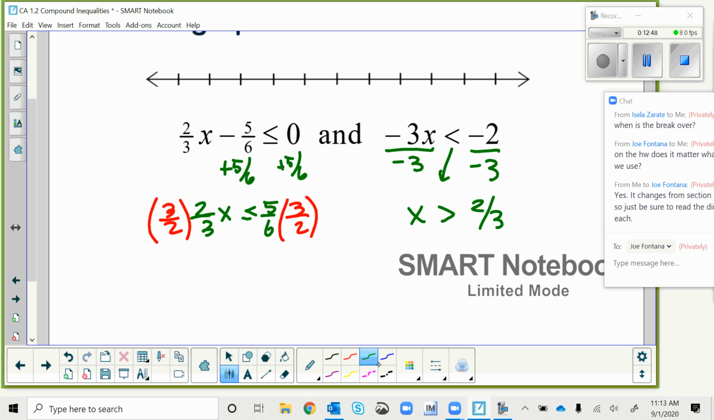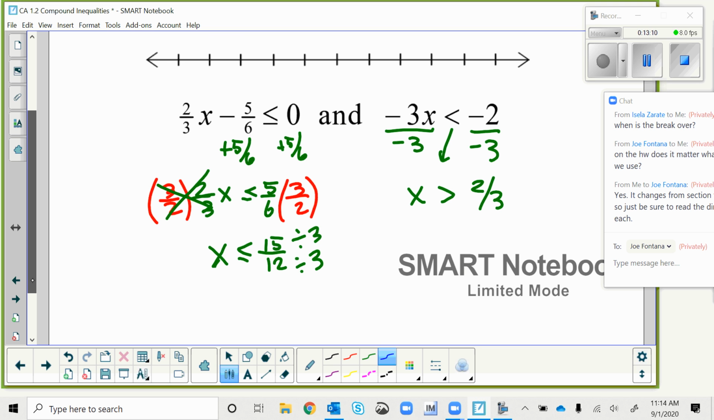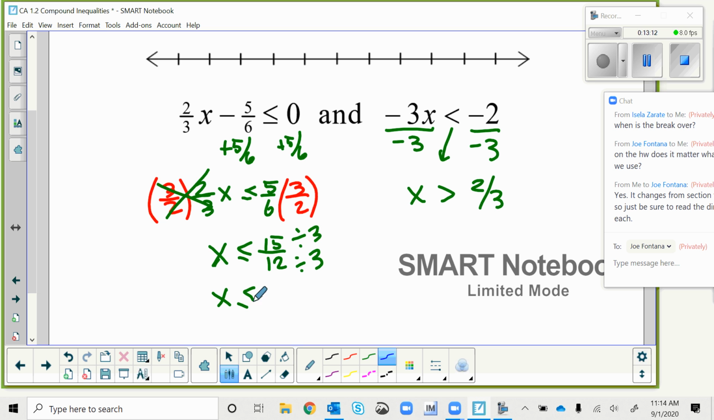So those numbers cancel on the left, leaving you x. And on the right, when you multiply fractions, you go across the top and bottom. 15/12. And then simplify. You can divide 3 out of both of those. So I really have x less than or equal to 5/4.